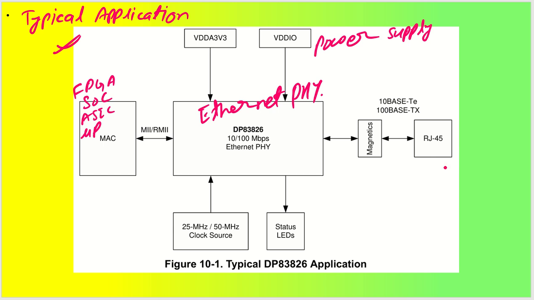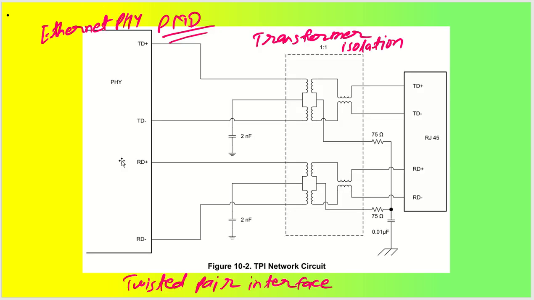So the IC we are talking about is the DP83826, and it is going to be connected like this. If you want to see how the magnetics are connected, as we have already explained in our previous long videos, we'll quickly do that here as well.